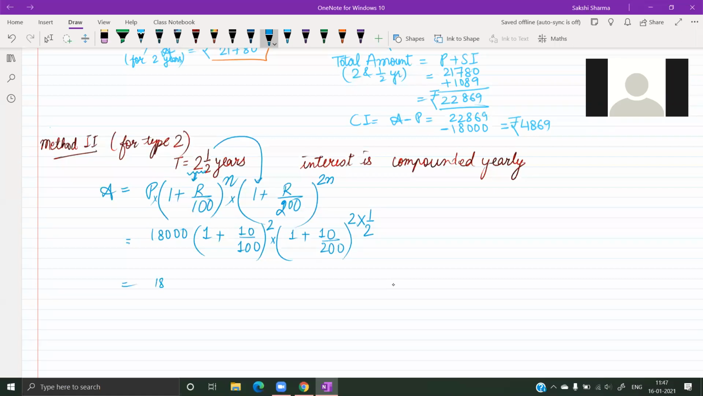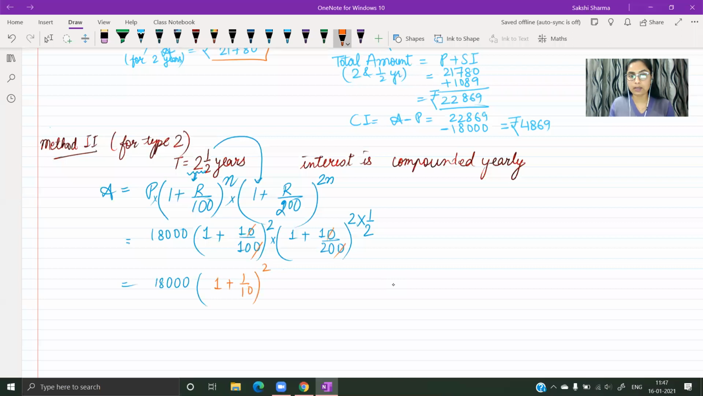Solve this. And remember, we will be solving the brackets first of all before you solve your exponents. Simplify your brackets. Solve the different brackets separately. From the first bracket, you get 1 plus 1 by 10 squared. From the second bracket, you get 1 plus 1 by 20. In the power, this 2 gets cancelled with this 2.